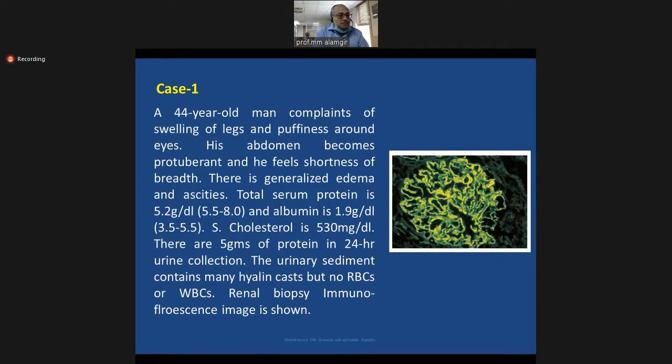Renal biopsy immunofluorescence image is shown in the inlet. Here you can see the immunofluorescence. For those who have attended the previous session, you may recall that in the scenario, we have a middle-aged man, and the swelling of legs and puffiness around his eyes basically depict edema.